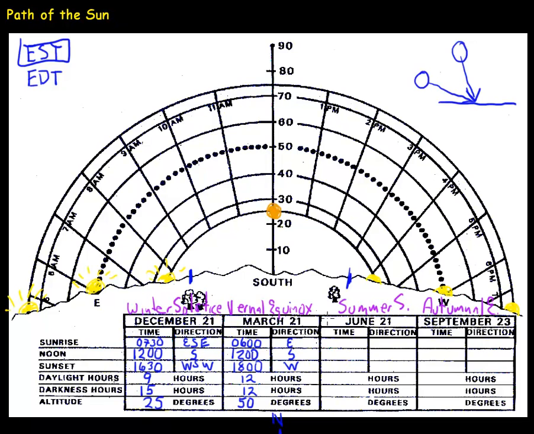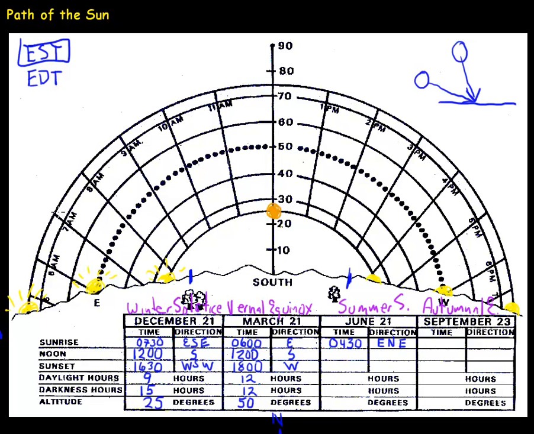Sun rises at 04:30. What direction? It's on the north side of east. Northeast would be there. It's actually on the east side of northeast. So it's going to rise at east, north, east.